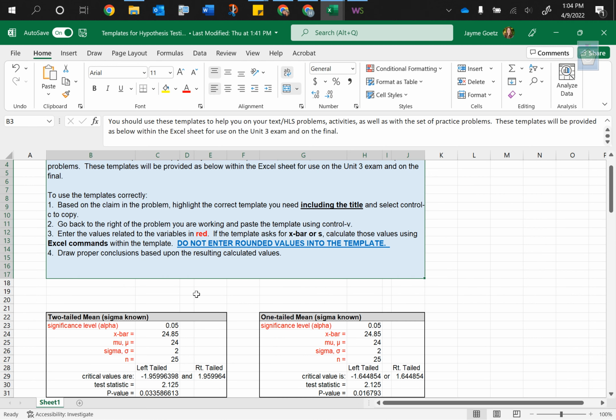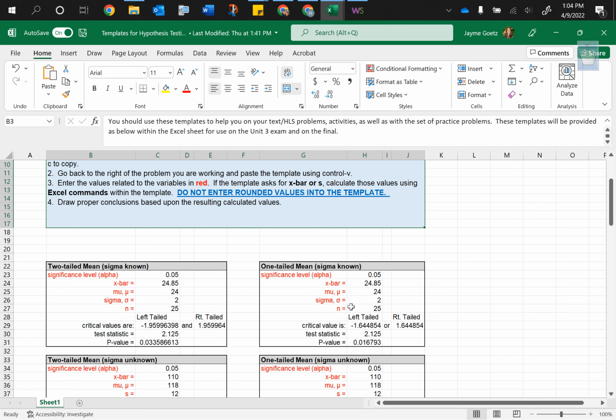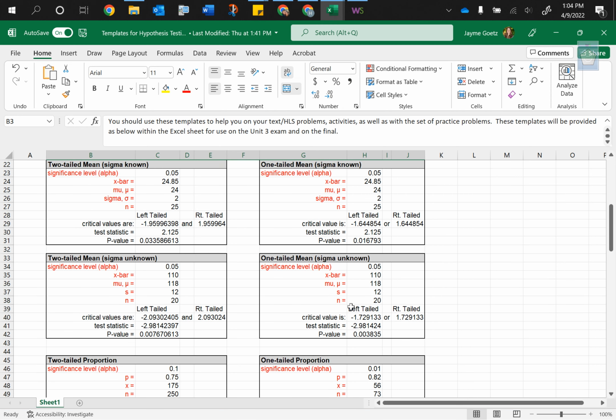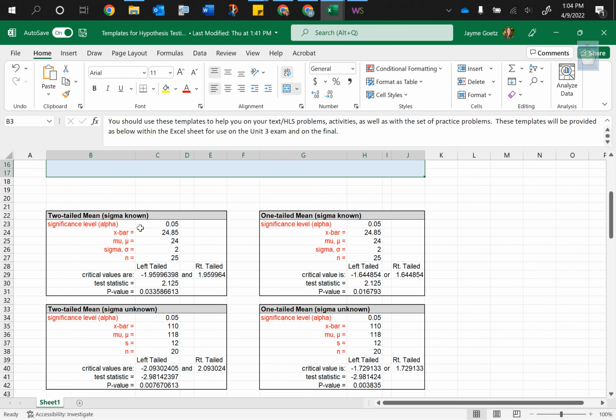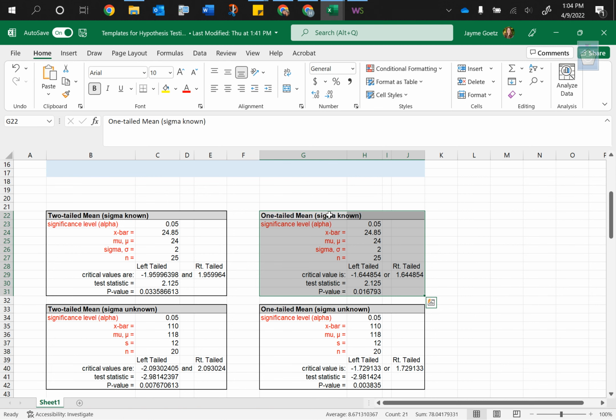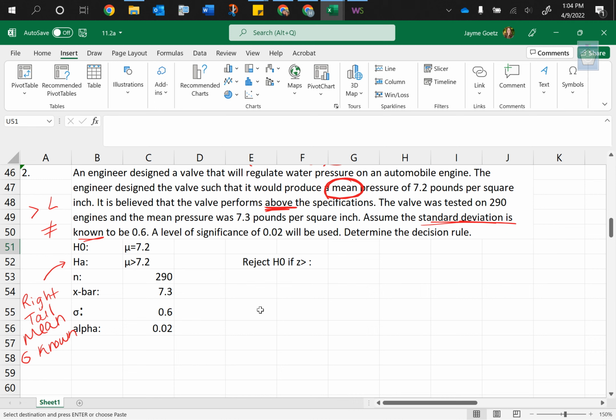So I want to find my template for a one-tailed mean, sigma known. You can see here, two-tailed mean, one-tailed mean, sigma known. So I want a one-tailed mean, sigma known. You're going to copy that entire table. Highlight the whole thing, including the title. So Control C. Then we're going to come over to this problem, and we're just going to copy and paste it into the problem.